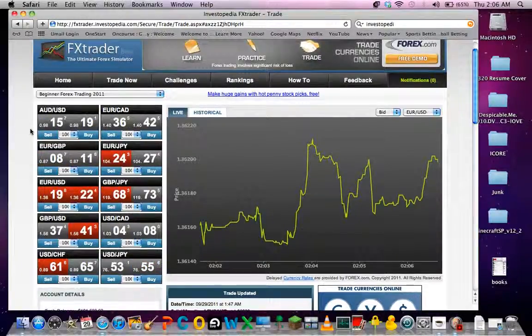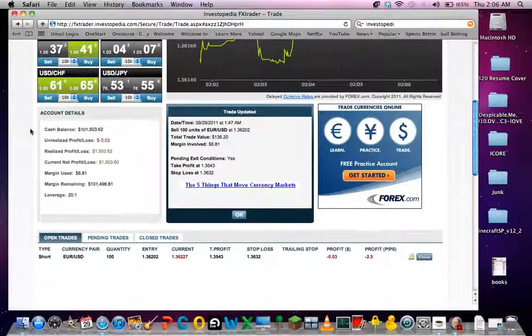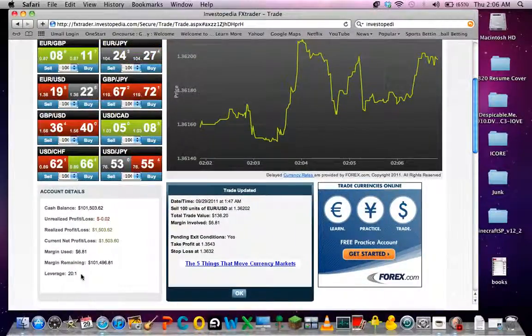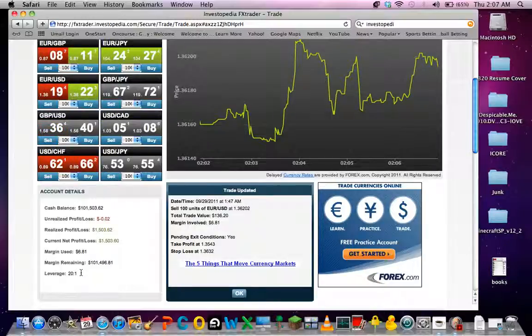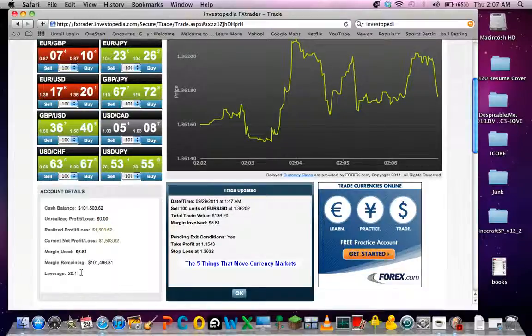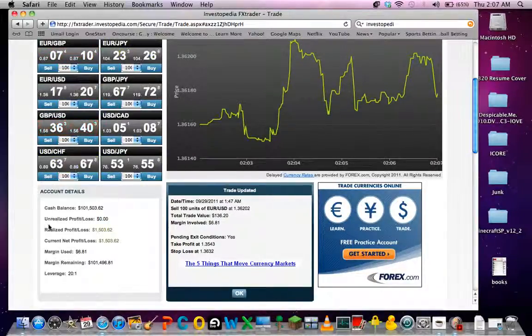What that means for you people that don't have a business background is leverage is basically the amount of money you can borrow based on the money you have. So here it looks like my leverage is 20-1. So for every dollar I put in, or obviously this is fake, but if it was real, for every $1 I put in, I could borrow up to $20 to trade with that.